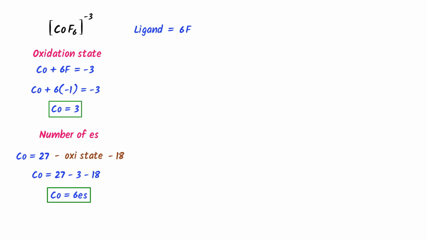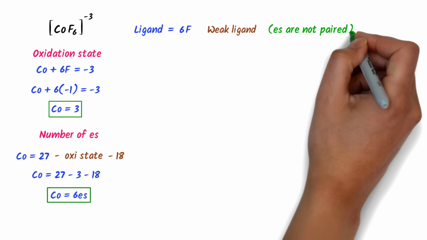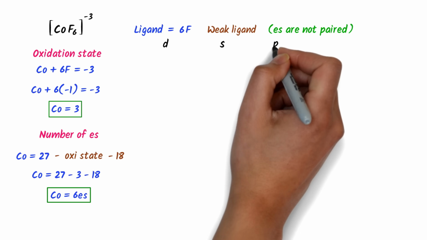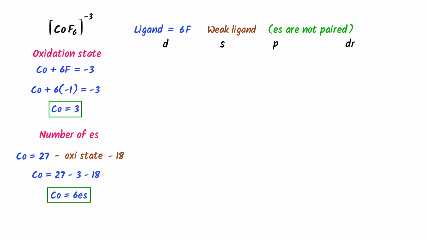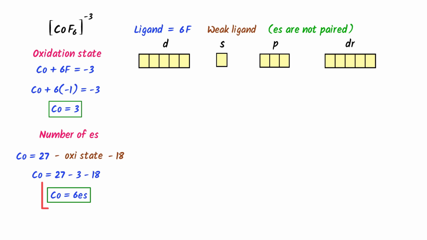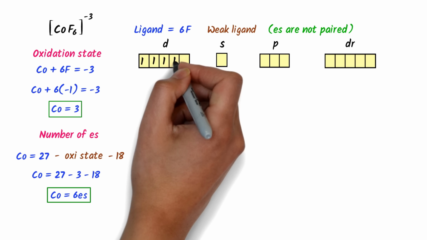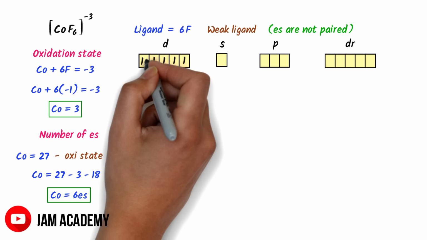Thirdly, the ligand is fluorine, and there are 6 of them. We know that fluorine is a halogen, and halogens are weak ligands. In case of a weak ligand, the electrons of the metal are not paired. Now I use the police trick, DSP doctor. We have already learned about their respective orbitals. Here, I take these 6 electrons of cobalt and I place them in this d orbital. 1, 2, 3, 4, 5 and then 6.